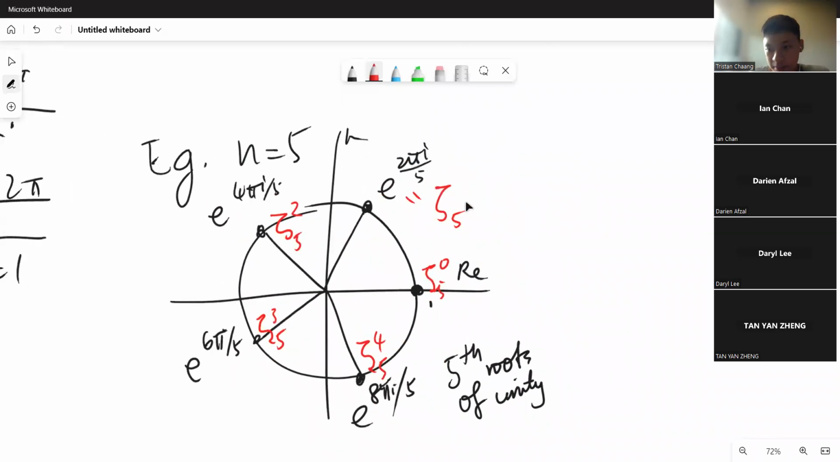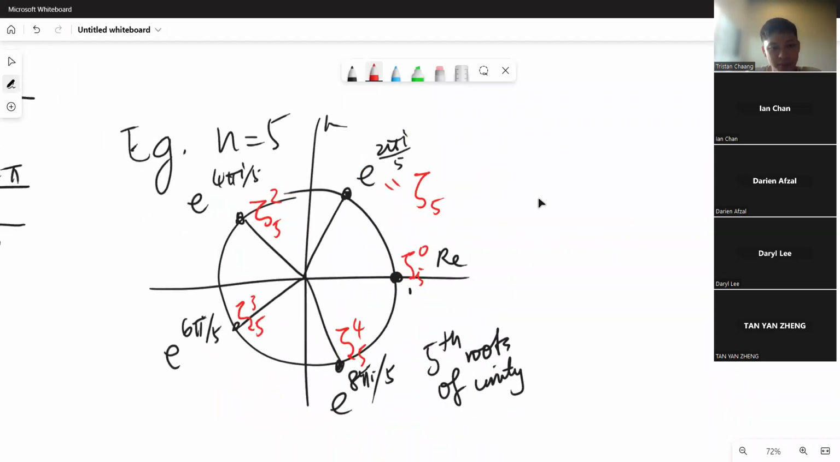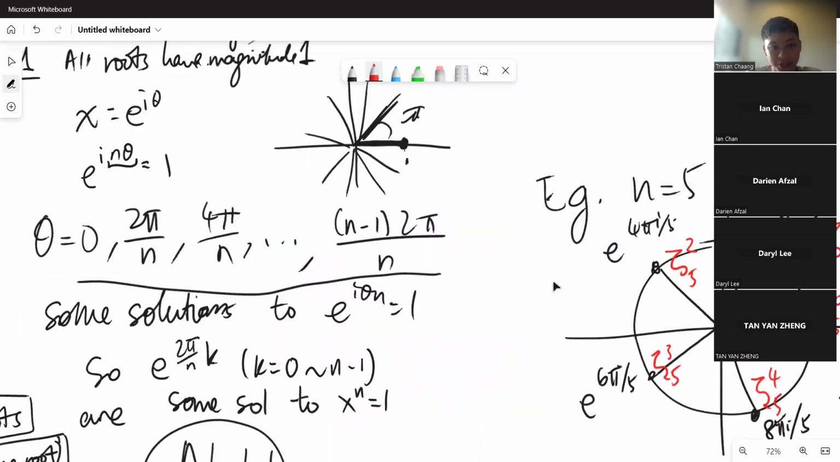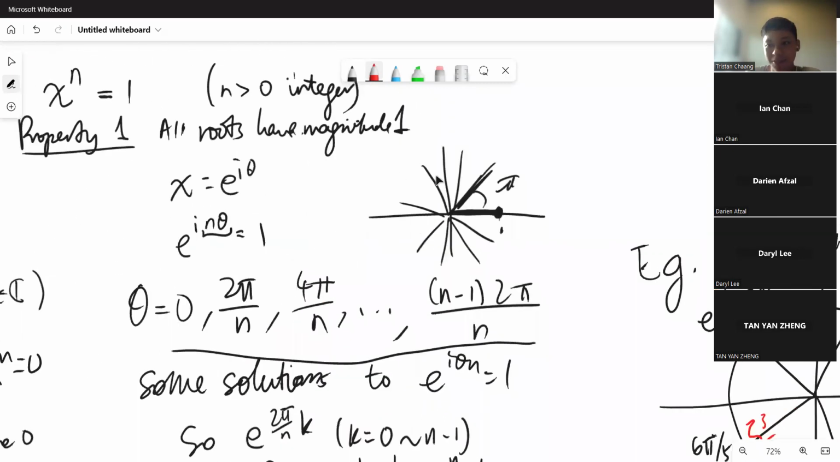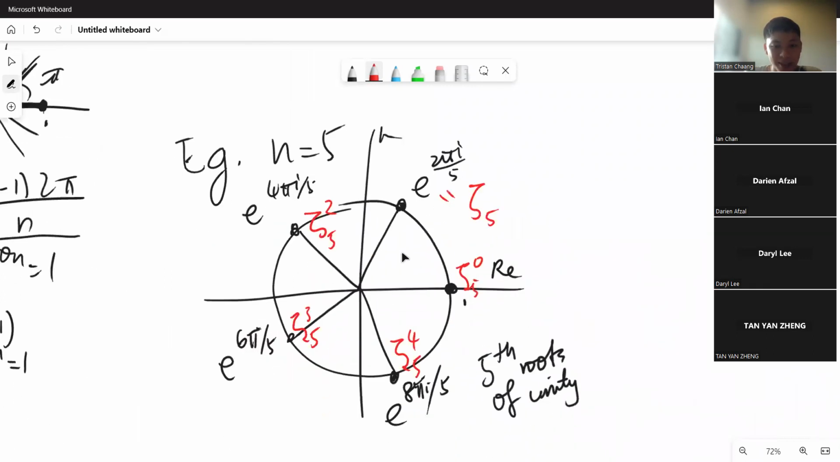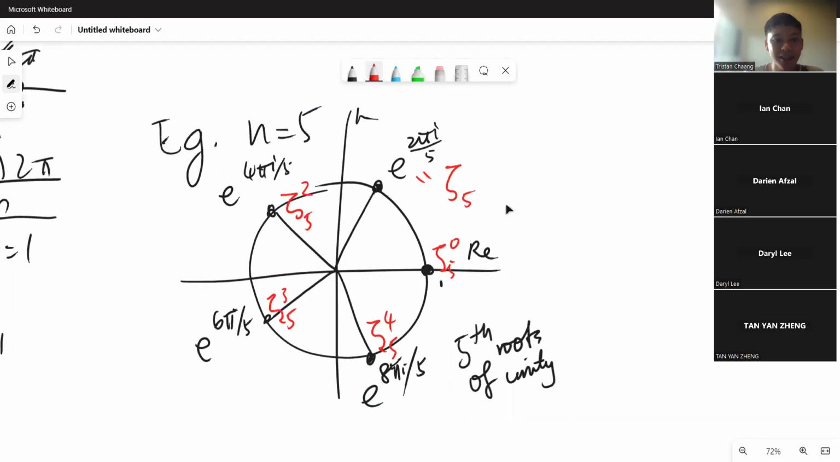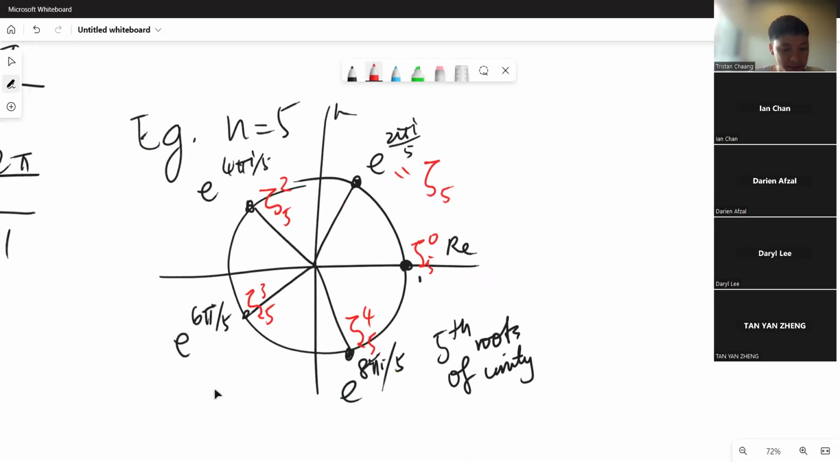Okay, so does this make sense? Yeah, zeta 5 to the 5 is 1, because zeta 5 is the solution to x to the 5 equals 1. So all of them come together. And you can see the symmetry: if you rotate every single point here 5 times, you get back to 1. So, beautiful symmetry.